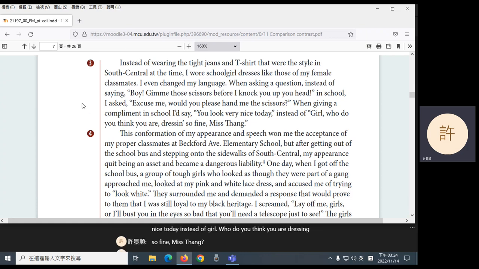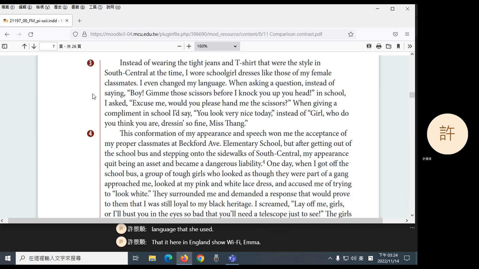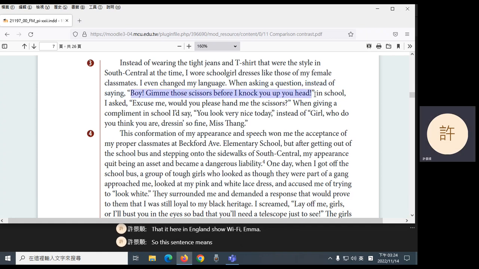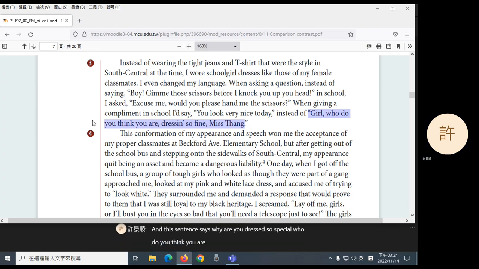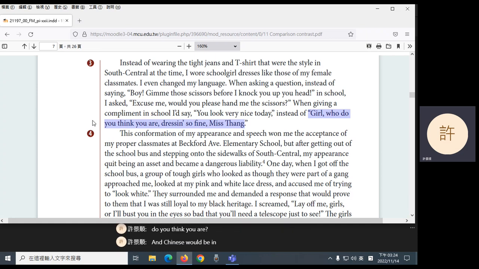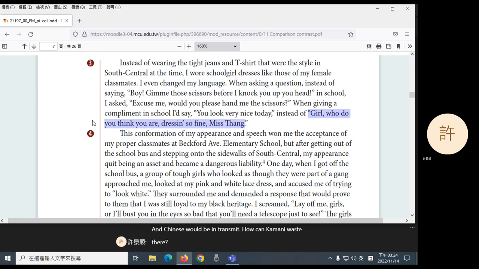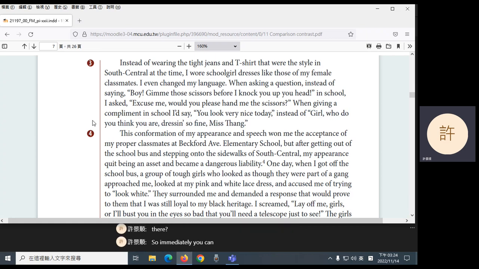So this paragraph is making a direct comparison between the two worlds in the clothing that she wore and the language that she used. 那个黑人英文需要我翻译吗? So this sentence means, "Give me those scissors before I hit you." 就请他交过来, 不然我打你哦。 And this sentence says, "Why are you dressed so special? Who do you think you are?" In Chinese would be, 你穿这么好看干嘛?你以为谁啊? So immediately you can feel the difference between the two cultures.